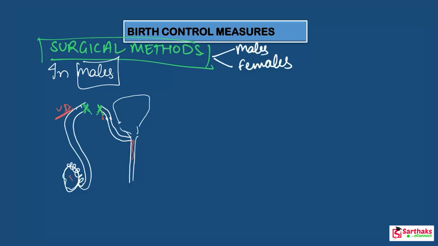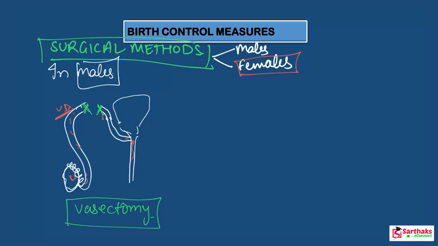So what will it do? It will prevent the sperm from coming out. This surgical procedure carried out in males is known as vasectomy. Clear? Look at the diagram: if there is no path present, how will the sperms go from the vas deferens to the urethra and be released into the vagina? It is unable. Now let's talk about the same thing in the case of females.